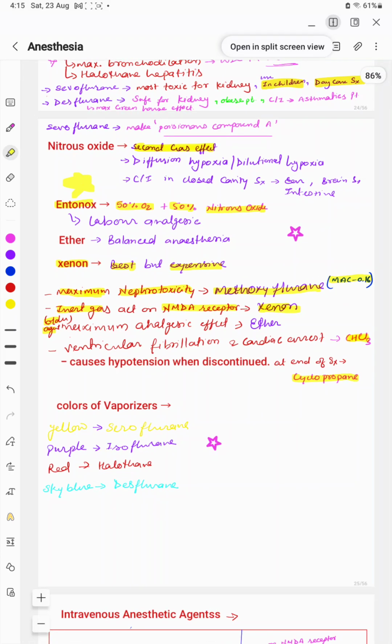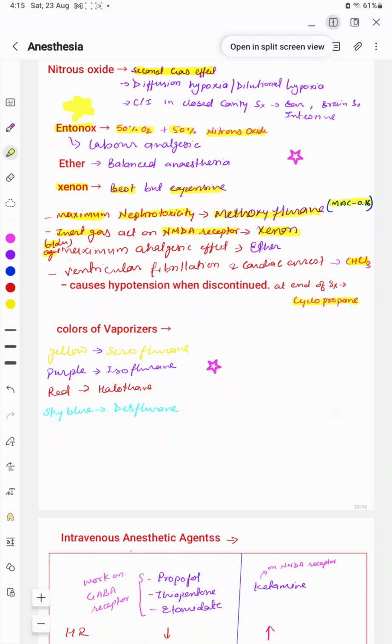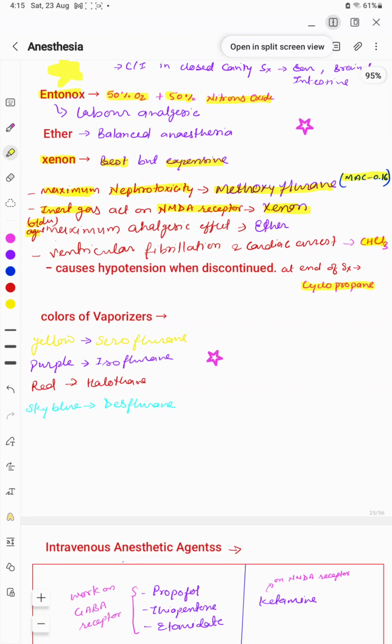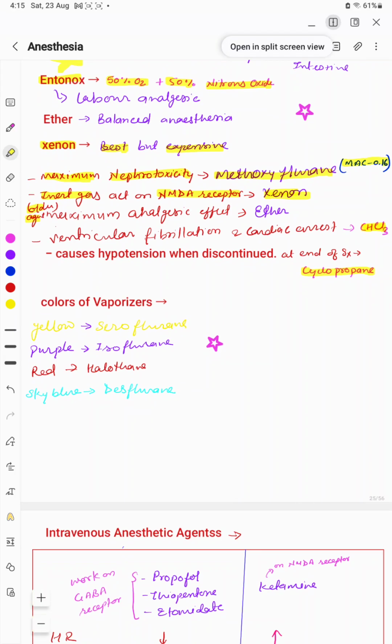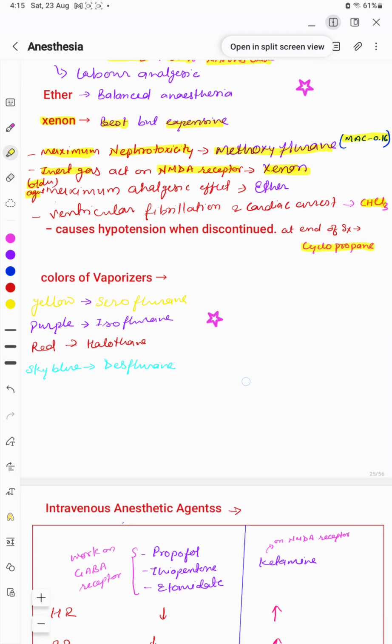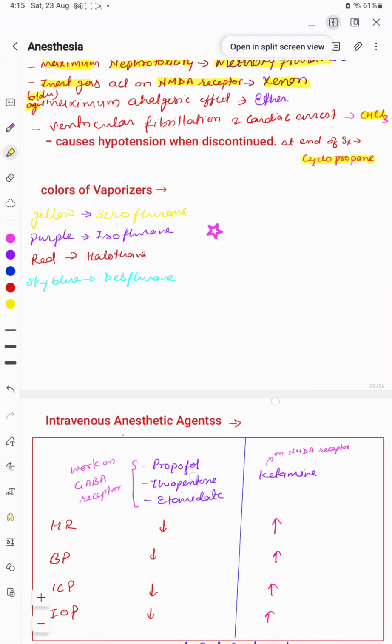Cause hypotension when discontinued. Okay, color of vaporizer. Yellow is sevoflurane, purple isoflurane, red halothane, and sky blue desflurane. This is the color of the vaporizer. You need to remember: yellow sevoflurane, purple isoflurane, red halothane, and sky blue desflurane.